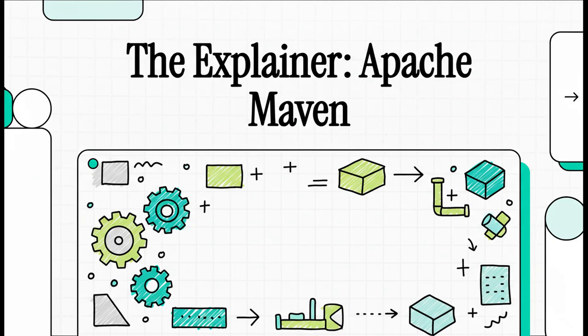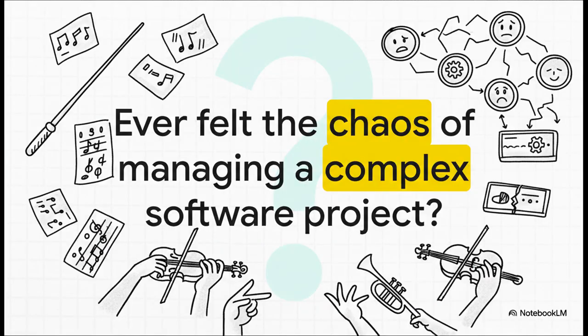Today we're going to talk about a tool that honestly totally changed the game for Java development and really redefined how we all build software, Apache Maven. Look, if you've ever worked on a software team, any software team, you know this exact feeling. It's like trying to conduct an orchestra where everybody has a completely different sheet of music. It is just pure chaos.